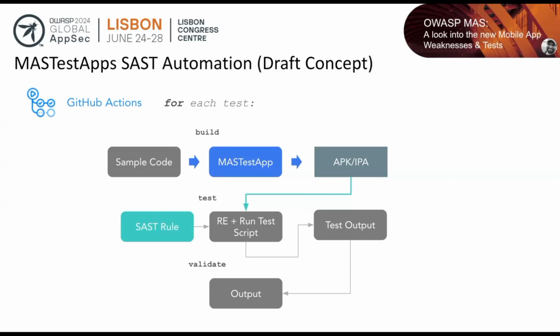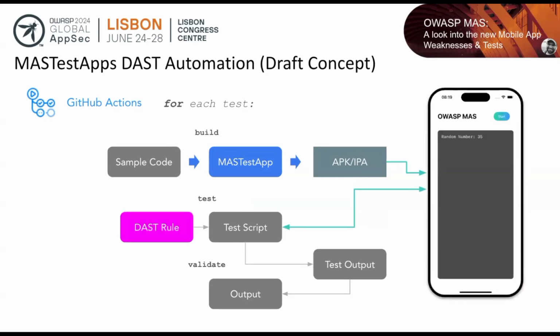And moving forward, and again, this is just a draft concept, this is what we envision for the future, is that we're utilizing our existing GitHub actions so that even the APK, meaning the Android app, or the IPA, the iOS app, is being built. Then we can run, if it's a SAST test case, for example, some Semgrep rule against it. Maybe there might be some reverse engineering happening. There will be then the rule applied. There will be some output, and then it will be compared to the actual output that we are expecting. So just to validate that everything is really going into the right direction.